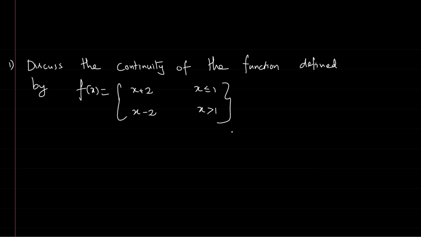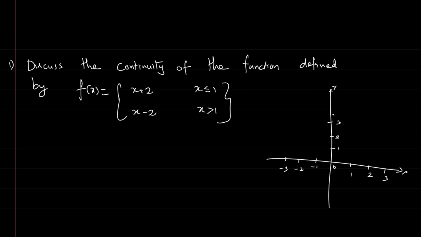graphically. This is the x-axis, y-axis. I am going to draw the function graphically. So let us take this as minus 1, minus 2, minus 3, 0, 1, 2, 3 along the x-axis, 1, 2, 3 along the y-axis, minus 1, minus 2, minus 3.